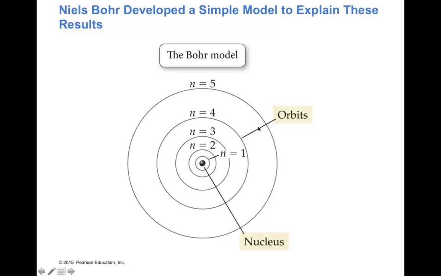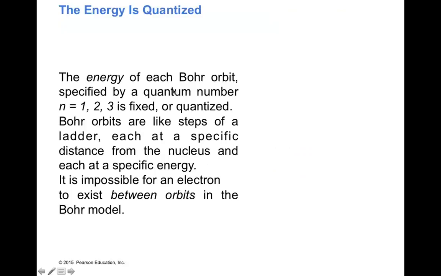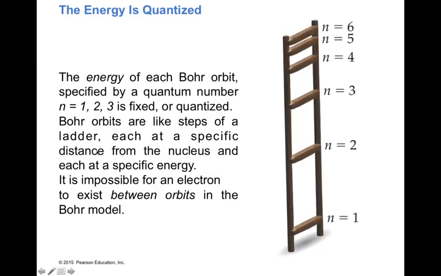The energy of each Bohr orbit, specified by the quantum number n = 1, 2, 3, is fixed, or quantized. Bohr orbits are like steps of a ladder, each at a specific distance from the nucleus and each at a specific energy. Here, for example, this is orbit number 1, orbit number 2, orbit number 3. Now, it is important that to go from 1 to 2, you need a specific energy. If you have less than that energy, you can't reach this orbit. You will always be in number 1.